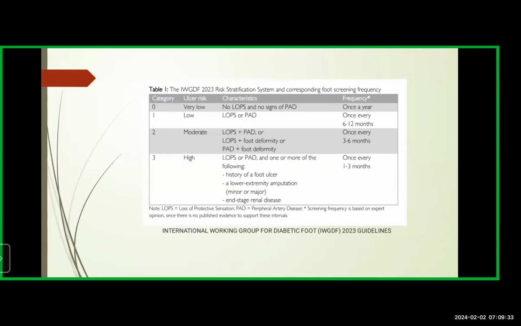Now, according to the International Working Group on the Diabetic Foot 2023 guidelines, research find the system and screening for patients with DFU. It was categorized into very low, low, moderate, high. So for patients with very low risk, they should screen once a year, while for those with very high risk, should screen once in 3 months.